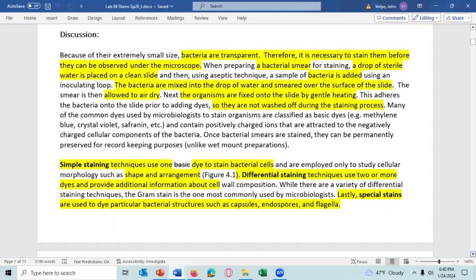A simple staining technique uses one dye to stain the bacterial cells. You can see the shape and the cellular arrangement with a simple stain, but all the cells will stain the same because you're only staining with one dye. Differential staining technique usually uses 2 or more dyes to provide additional information about the cells. And then the cells will stain differently. Lastly, special stains are used to dye particular bacterial structures, such as the cell capsule, cell endospores, or cellular flagella. Any question about any of that?